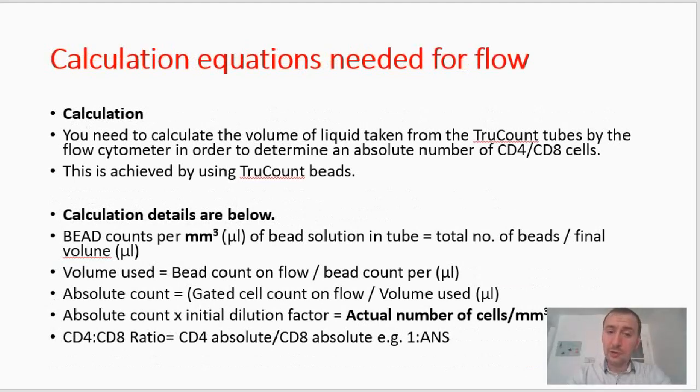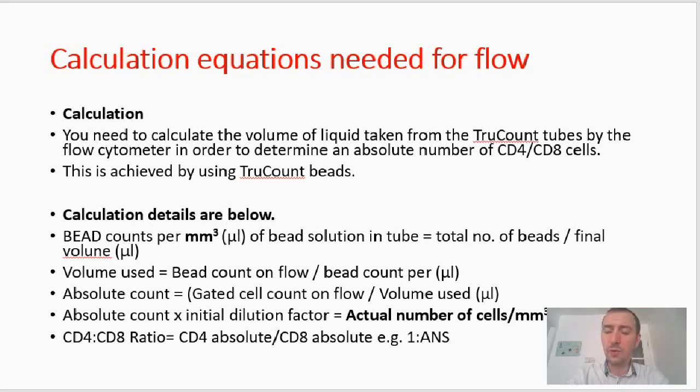So what I've tried to do here then is provide you the step-by-step procedure for calculating the actual number of CD4 and CD8 cells present in the blood to enable you to make clinical decisions. Okay, so the calculation, you need to calculate the volume of liquid or blood taken from the TruCount tubes by the flow cytometer in order to determine an absolute number of CD4 and CD8 cells. And as I said before, this is achieved by TruCount beads.